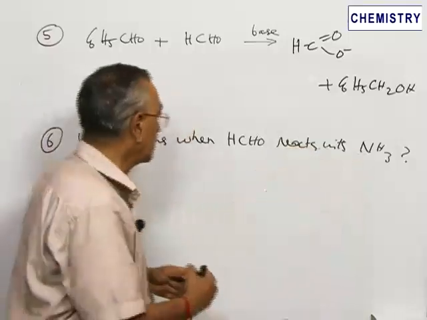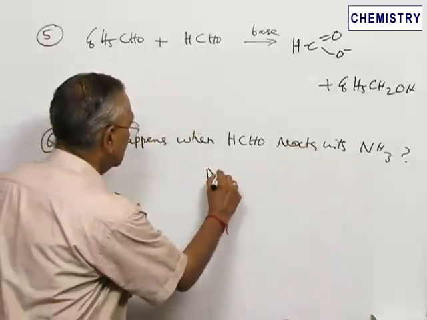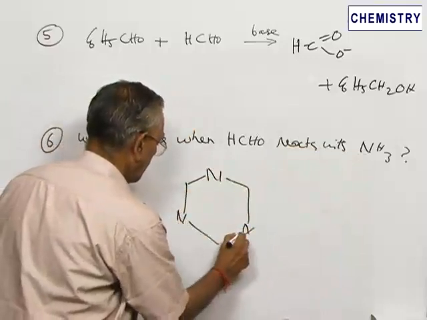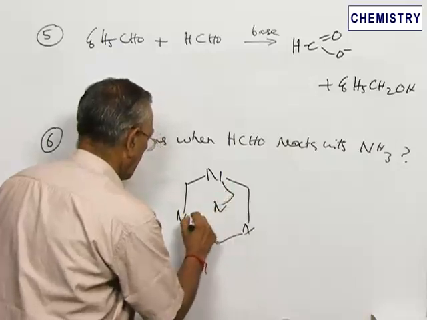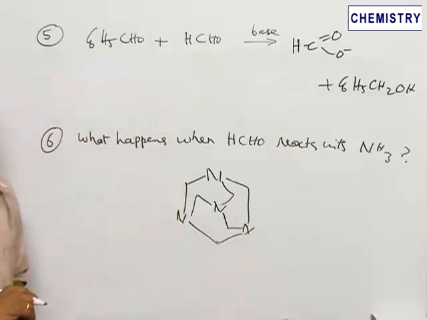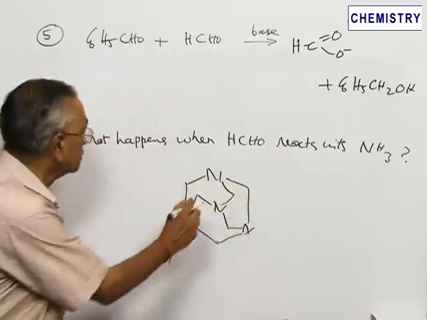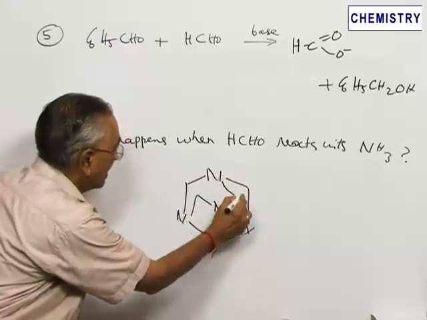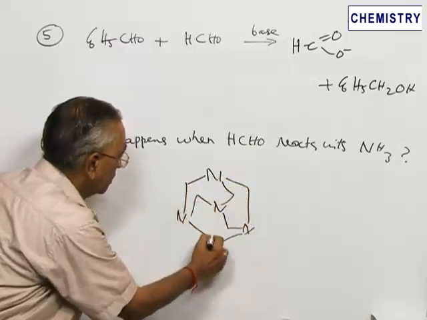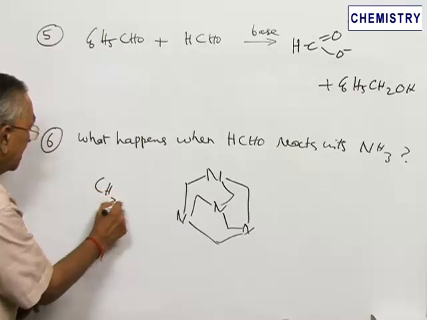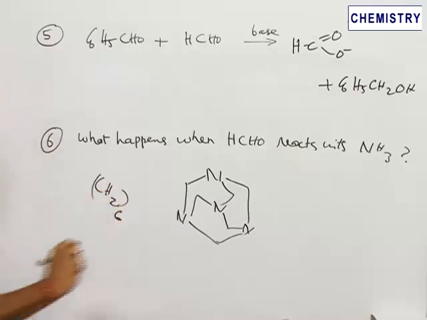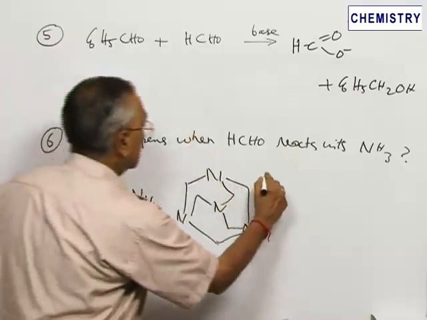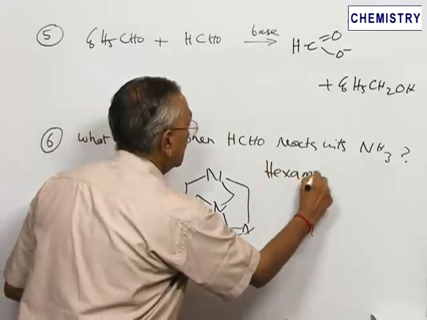When formaldehyde reacts with ammonia, it forms a ring structure. The structure of the ring is like this. Six methylene groups are there, each one a methylene bridge, bent around the ring: 1, 2, 3, 4, 5, 6. Therefore, it is hexamethylene, C6, CH2 six times. And how many nitrogens are there? 1, 2, 3, 4. It is four. Therefore, it is referred to as hexamethylene tetramine.